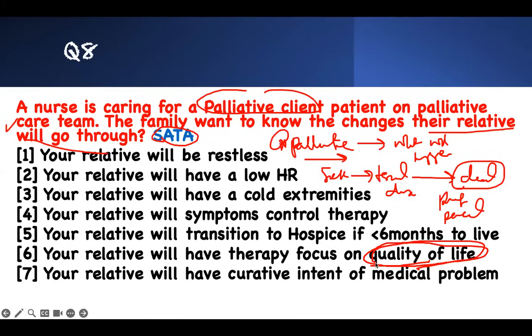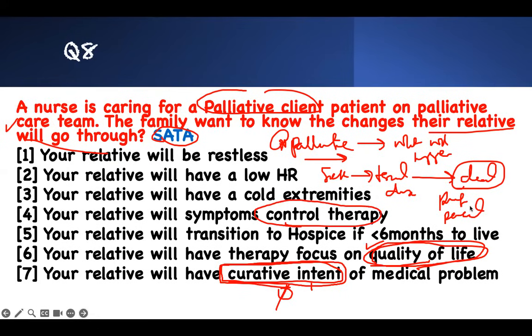And we manage your pain associated with the problem, not that we don't fix the problem. So the problem is not curative. We're not curing you anymore. There is no curative intent. The idea is to provide quality of life with no curative intent so that you can have a peaceful life and control your symptoms, but not cure it.